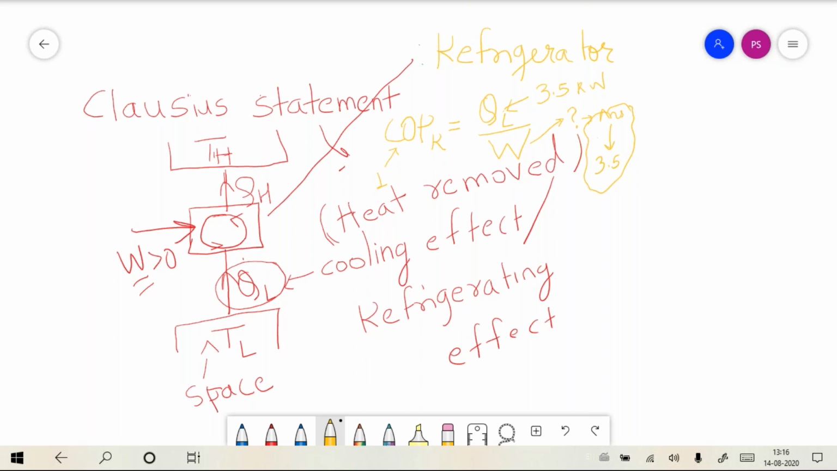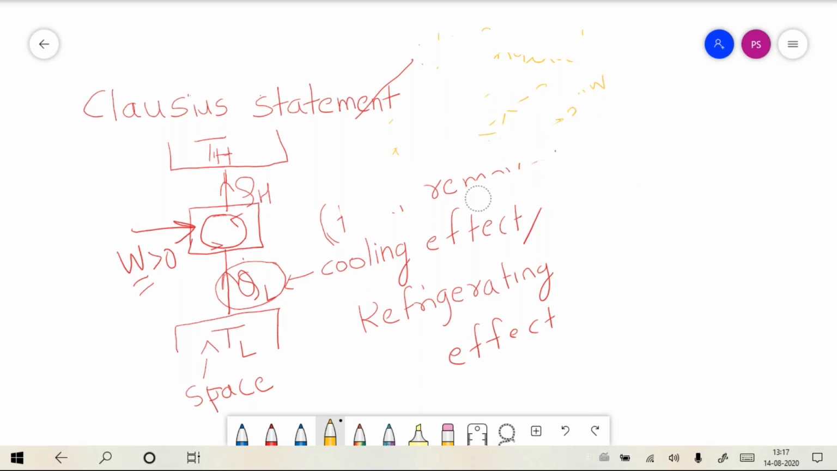Again, now I'll keep the schematic the same. What I am discussing is a heat pump. Now, what would change is in the heat pump. These heat pumps are not used in India. They are not used in tropical climate. They are used in colder climates. Like, for example, in Europe, you'd find that heat pumps are used.